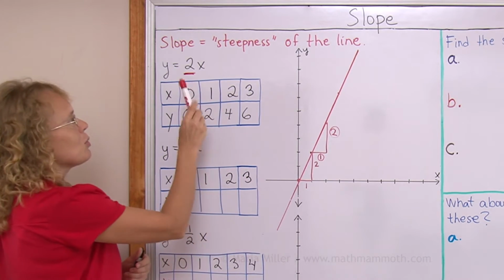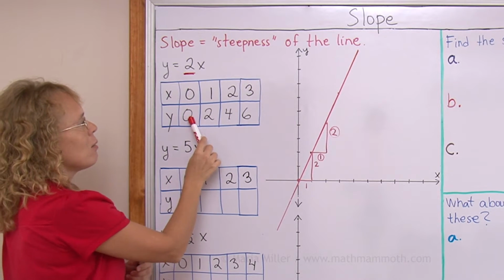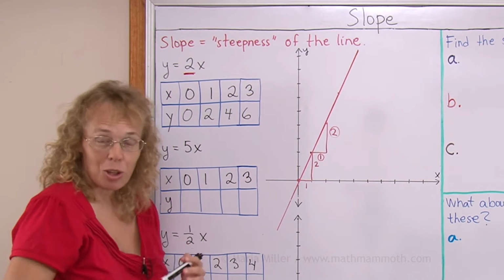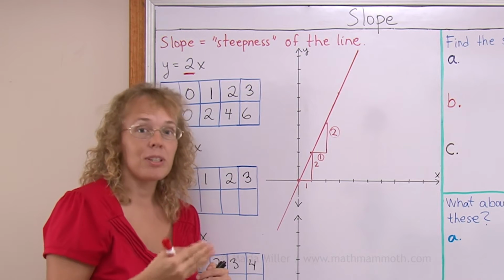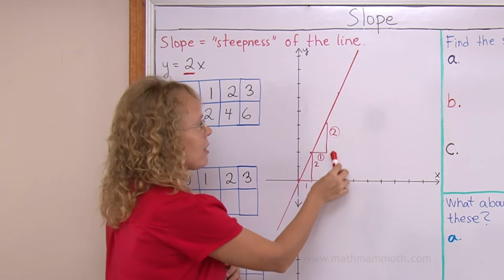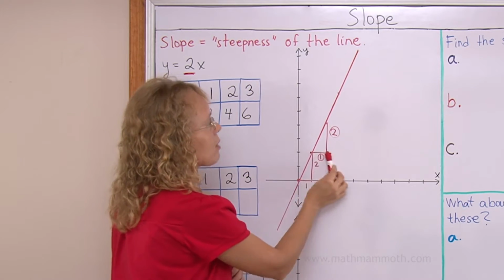And you can see it here too. Whenever x increases by 1, y increases by 2. The slope is 2. It is the ratio of the y increase compared to the x increase. Y increase 2 compared to the x increase 1.